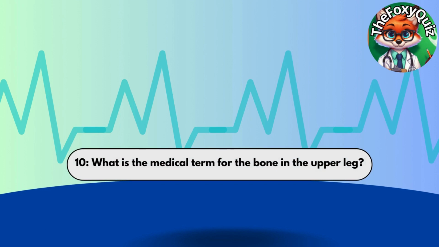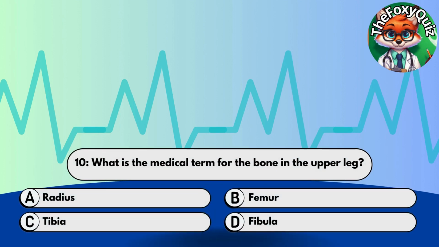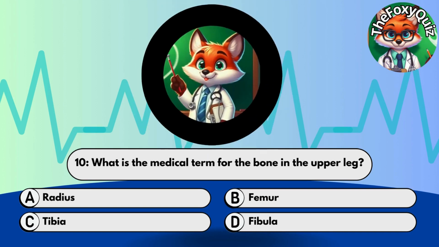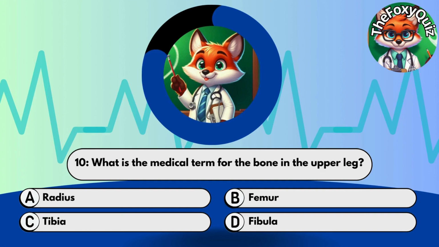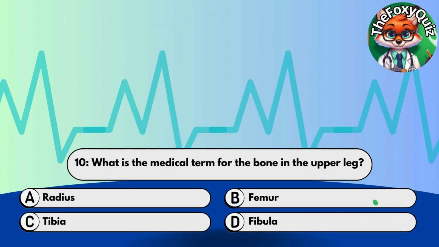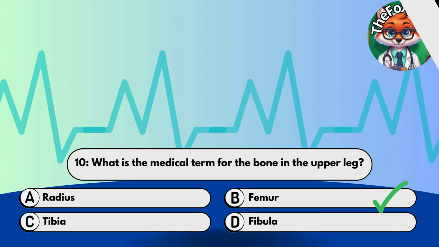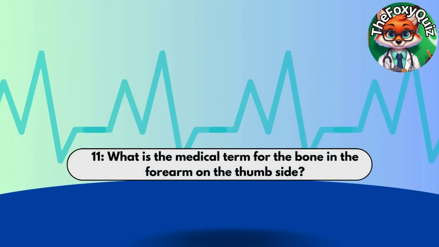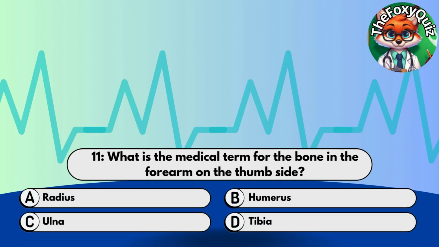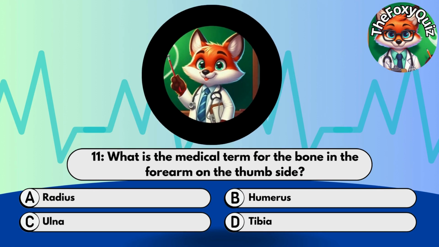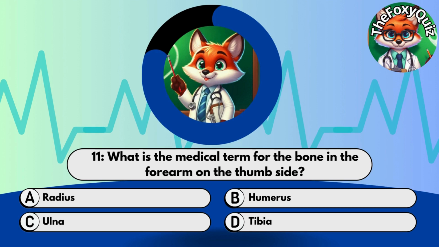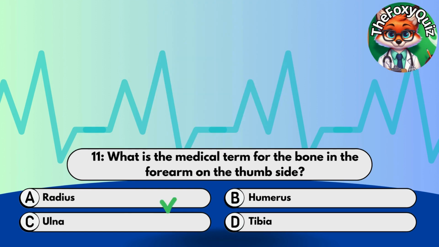Question 10. What is the medical term for the bone in the upper leg? Your choice? A, B, C, or D? Answer: B, femur. Question 11. What is the medical term for the bone in the forearm on the thumb side? What's your choice? A, B, C, or D? Answer: A, radius.